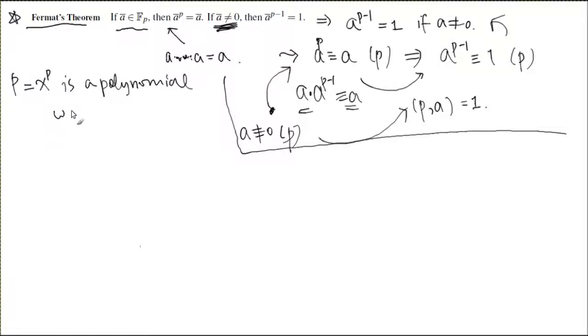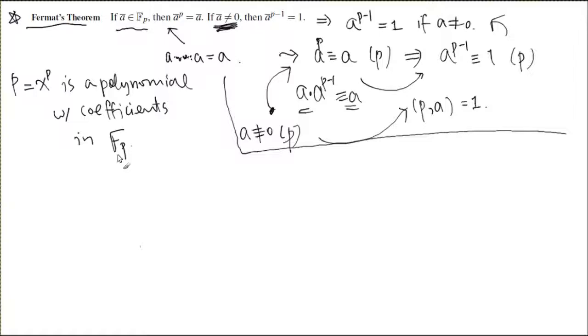with coefficients. Where do you think its coefficients are coming from? Polynomial x to the p, in Fp, right? A polynomial over Fp. All right, what is Fp? A finite field. How many elements are there? P elements. That's our number system.